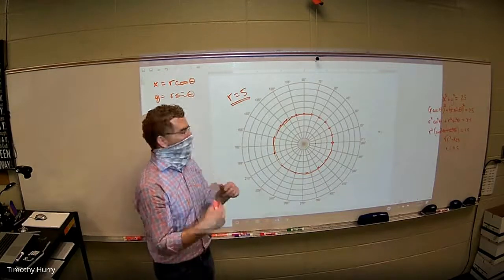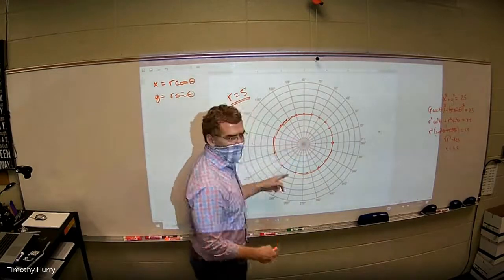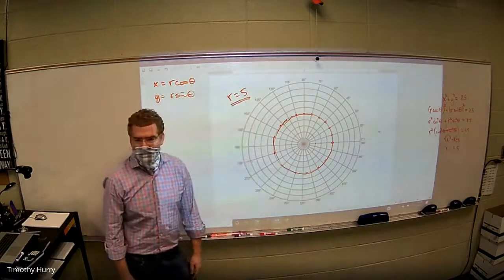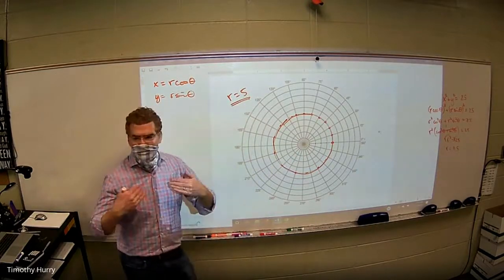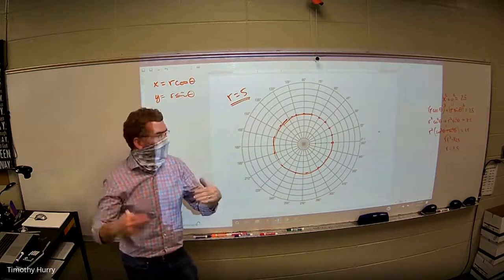Just go the other way. So instead of going 5 that way, I go 5 that way. Is that really any different? So you can see it's still the same thing, but it's graphing it a different way.